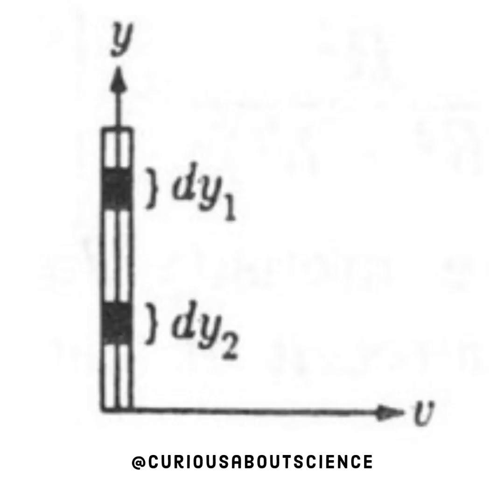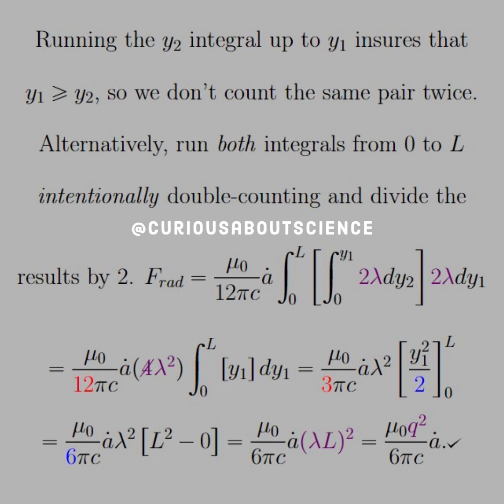All right, now for our next model, what we have is smearing the charge out. As you see in the diagram, we did that along the y. So we have dy1, dy2. Velocity is perpendicular to that. And now we're just trying to set up an integral equation to manipulate what we're looking for. So running the y2 integral up to y1 ensures that y1 is greater than y2, so we don't count the same pair twice. Alternatively, run both integrals from 0 to L, intentionally double counting, and divide the results by 2.